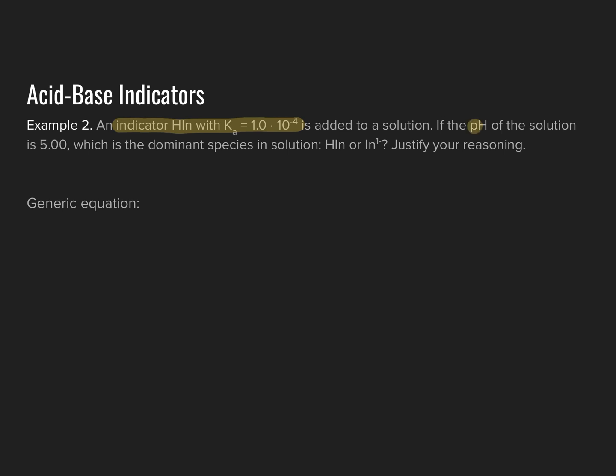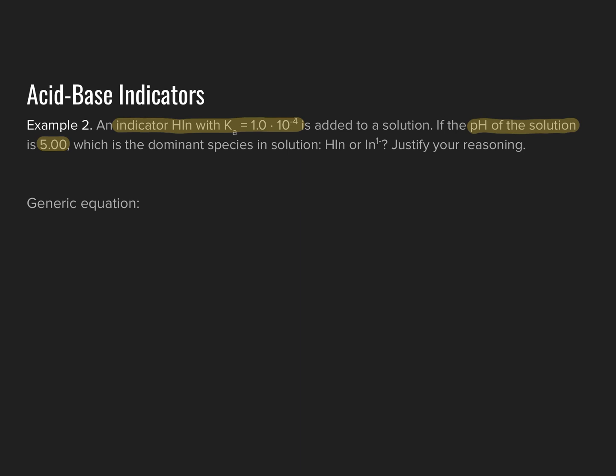Now, the pH of the solution here is given to us as a pH of 5.00. We would like to ask you here, which is the dominant species present in our solution? The molecular species HIn or the conjugate base anion In negative? And we want to justify our reasoning.